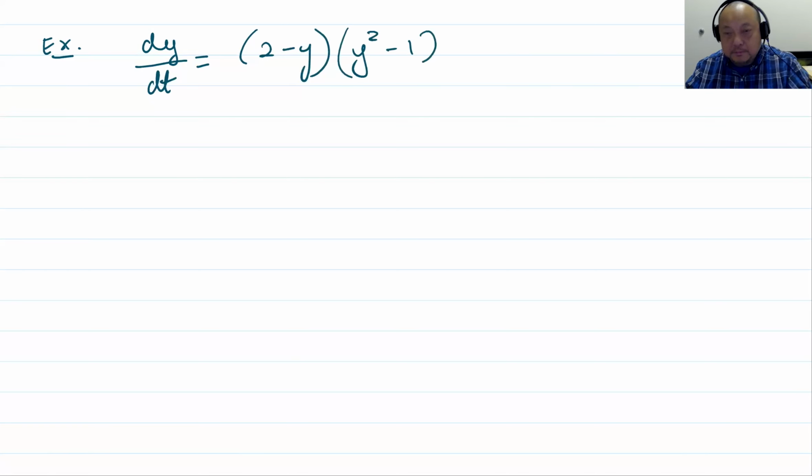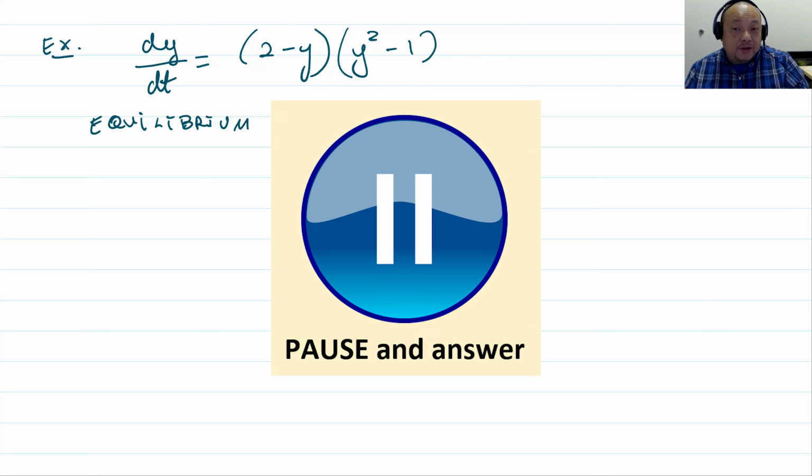All right, let's take a new example. dy/dt equals (2 minus y) times (y squared minus 1). Where are the equilibrium solutions? Go ahead and press pause and do this and come back when you're done.